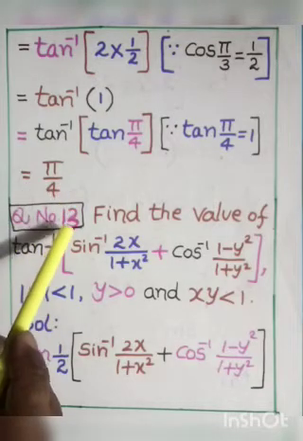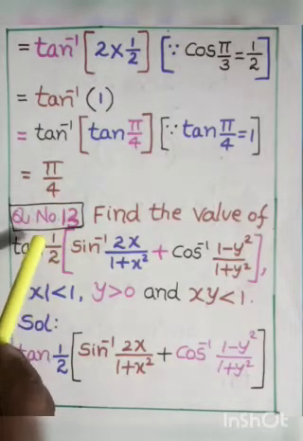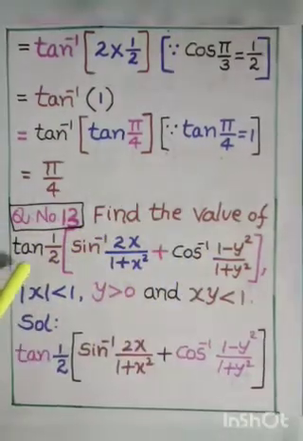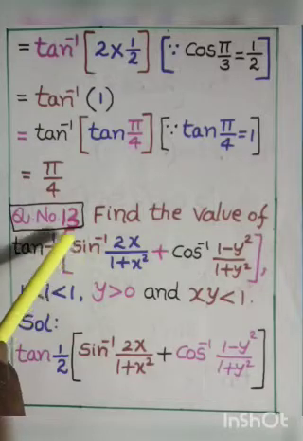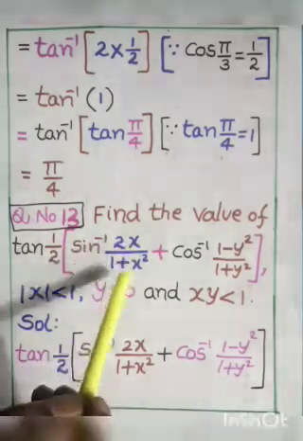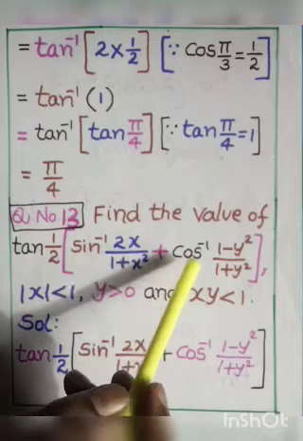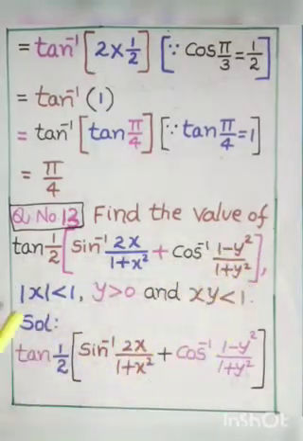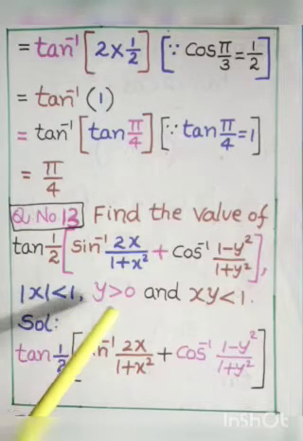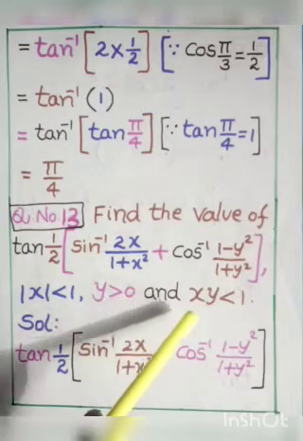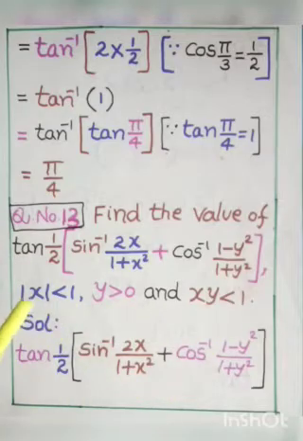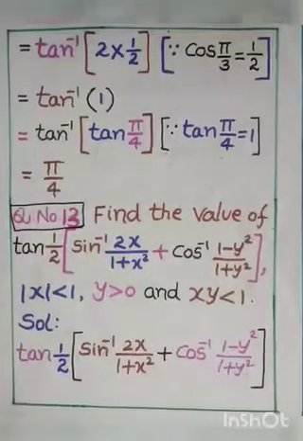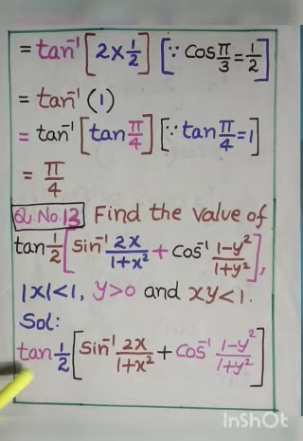Now come to the next question, that is question number 13. Not question number 12. This is question number 13. Find the value of tan 1 by 2 of sin inverse 2x by 1 plus x square plus cos inverse 1 minus y square by 1 plus y square, where modulus x is less than 1, y greater than 0 and xy less than 1. We have to find the value of this inverse trigonometric function. Okay, my dear children.